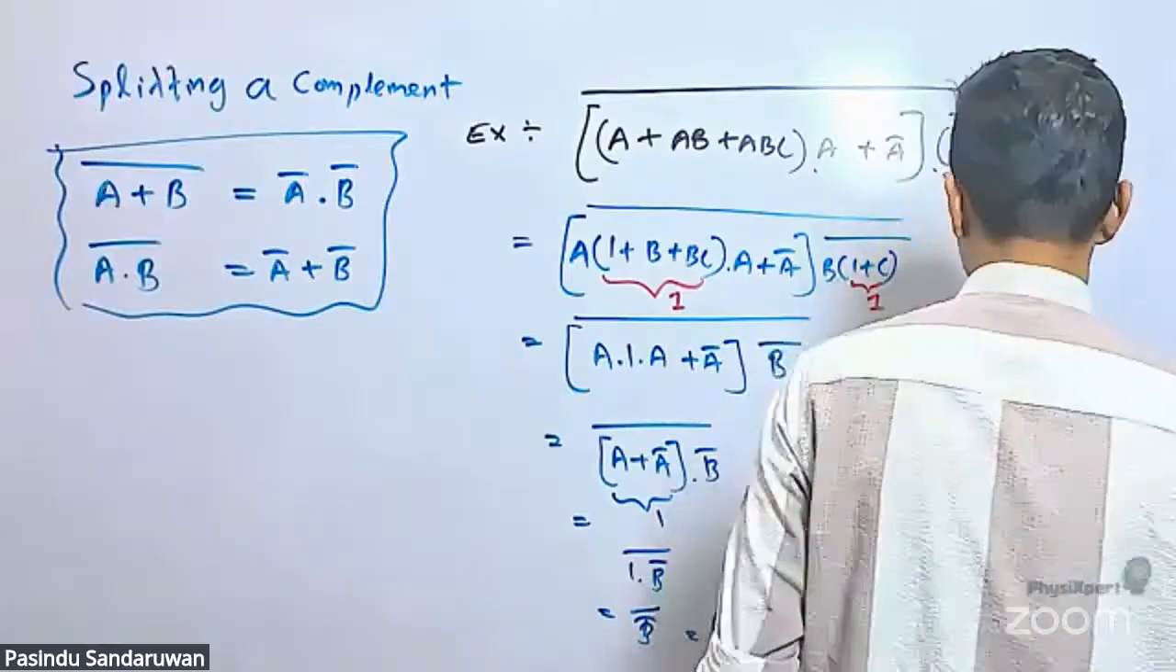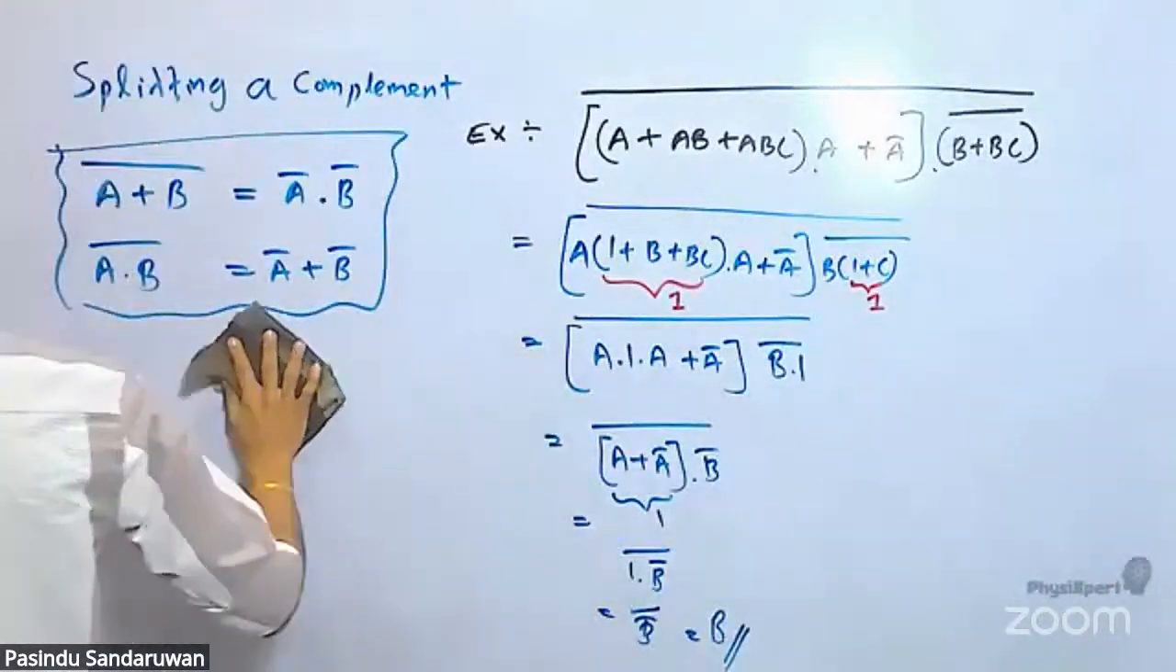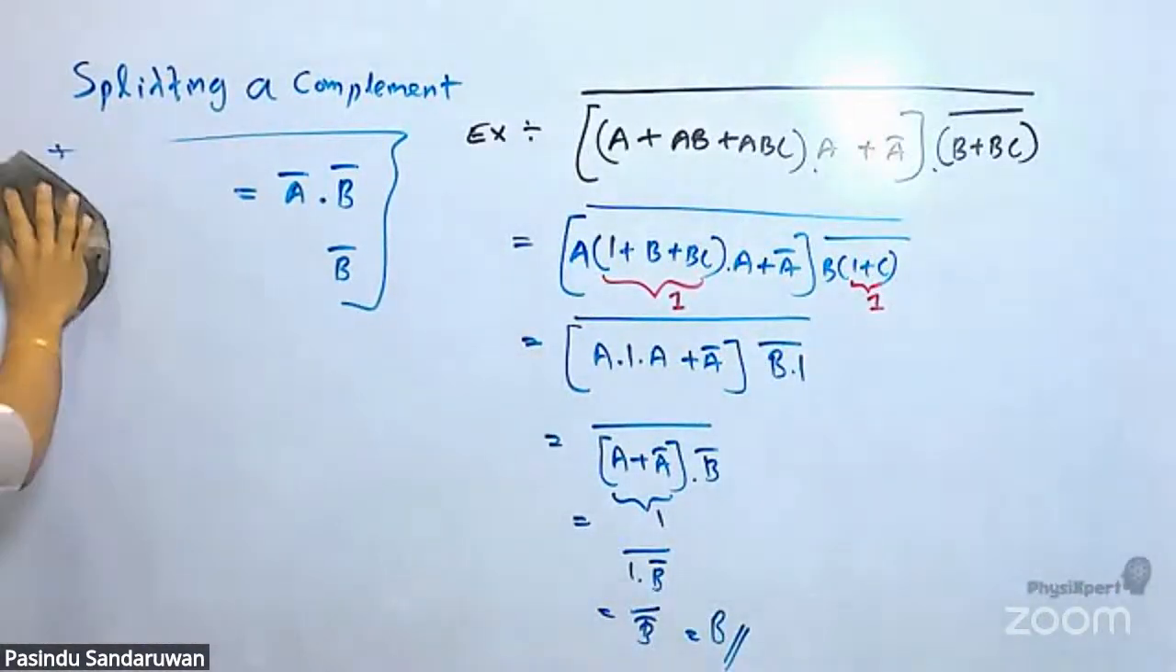So they are called Boolean simplifications.